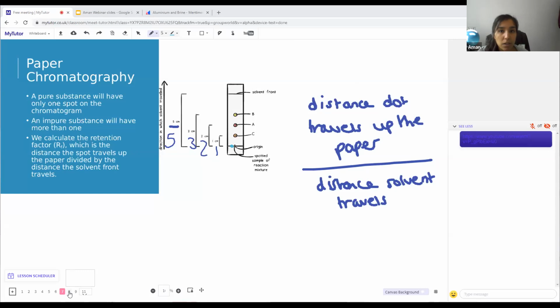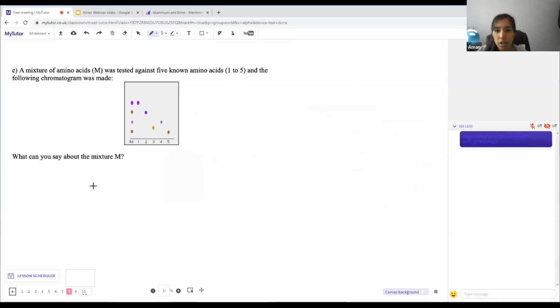Any questions on that before we move on? So there are no units for RF, it's just an equation that we do. It's like the atomic mass and the relative formula mass, they don't have any units, they're just a specific measure. So no units. Good.